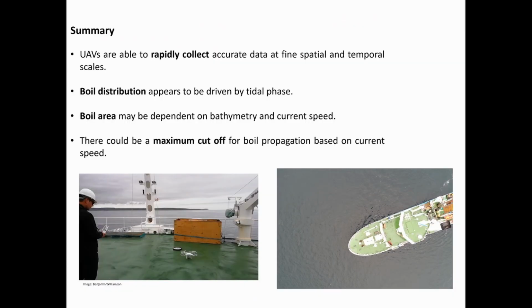So, in summary, drones provide a cost-effective tool for the characterization of fine-scale surface hydrodynamic features, and we're seeing that kolk boils are being moved from their potential point of origin on the seabed and are aggregating based on the tidal phase and the prevailing current direction. Boil size seems to be consistent, but larger boils may be associated with specific features on the seabed at specific points. And finally, there appears to be a potential maximum current velocity cutoff point at which they are no longer becoming visible at the surface.